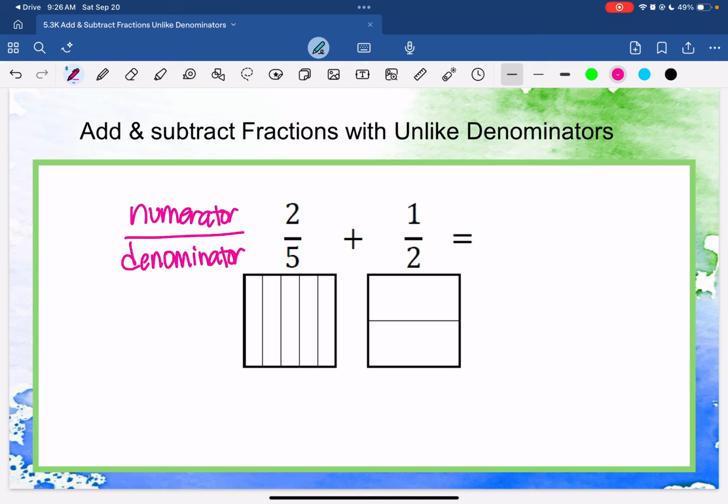Now, the biggest thing that really is helpful is if you understand equivalent fractions. So I'm going to talk about it in the video. It's a concept introduced in 4th grade, but adding and subtracting fractions with unlike denominators is introduced in 5th grade and seems to be a struggle for kids forever.